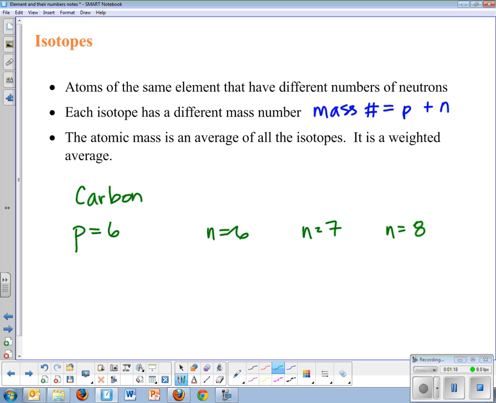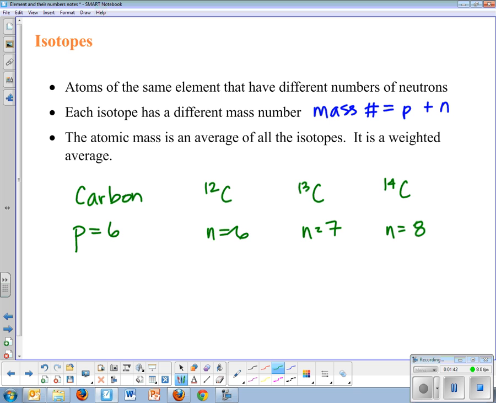So with 6 neutrons, you have carbon 12. When you have 7 neutrons, 7 plus 6 is 13, so you have carbon 13. When you add 8 and 6, you get 14, so carbon 14. So these are 3 different isotopes for carbon. They have different properties. Carbon 14, for instance, is radioactive. This is used in carbon dating.